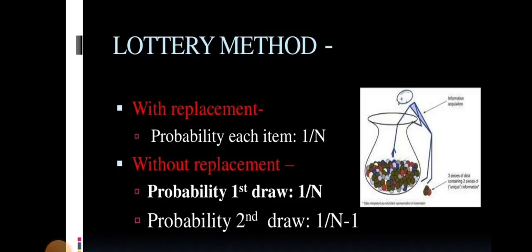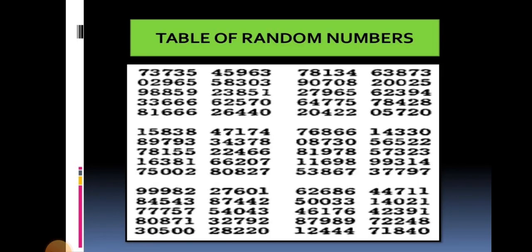In the lottery method, the probability of each item is 1 by n, and without replacement, the probability of the first row will be 1 by n, and the probability of the second row will be 1 by n minus 1. So, the table of random numbers.